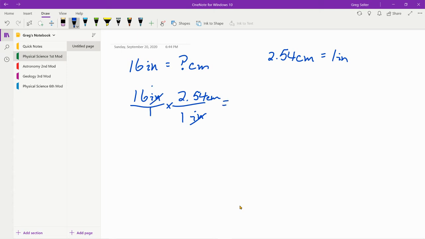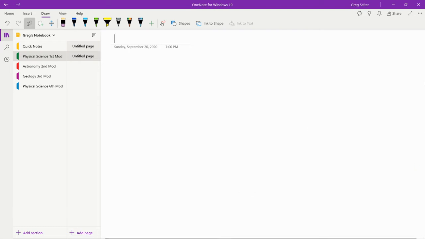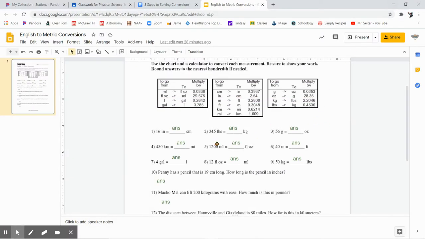Okay. Multiply straight across. So we'll do that. 16 times 2.54. You'll put that up there. That's centimeters. Down here, 1 times 1 is 1. So this is going to be your answer. That's what you're going to type in the box. The last thing to do is divide. 16 times 2.54 divided by 1. Boom. All right. Now let's go back and look at our next problem.